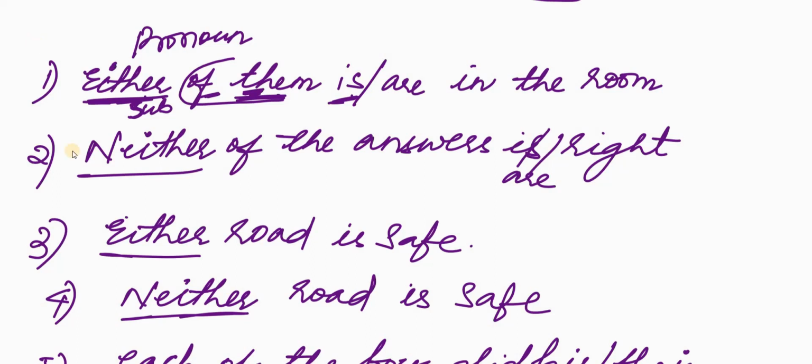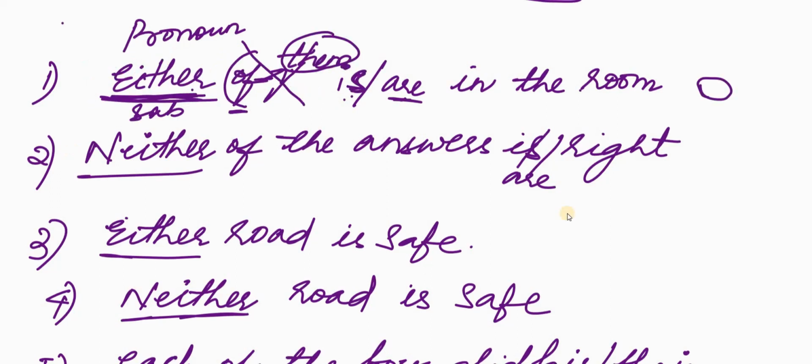But when it is used as a pronoun, or if it is used with the preposition of, we use singular or plural noun or a pronoun. Here we have used either of them. This them is plural, but that doesn't mean we have to use plural verb. You have to think of the nature of the pronoun, of the subject. Either is always considered singular. Hence, either of them is in the room.